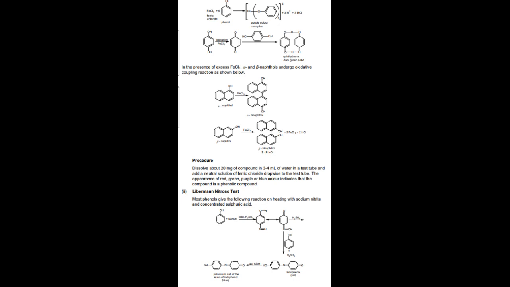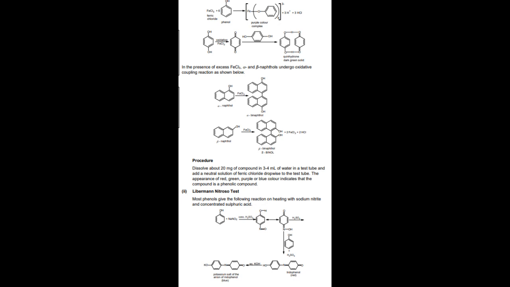which give characteristic colors in the basic medium. For example, phenol yields phenolphthalein while resorcinol gives fluorescein, which, respectively, give pink and fluorescent green colors in the alkaline solutions. Procedure. Take 50 mg of the compound in a dry test tube and add 50 mg of phthalic anhydride to the test tube. Then, add 2 to 3 drops of concentrated sulfuric acid to the test tube.